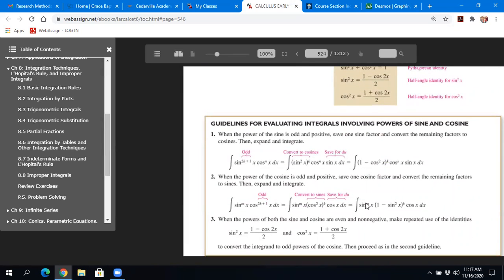If you had sine to an odd power, okay, then what you would do is basically peel off one factor of sine right here. And then what's left? Well, an even, see, the reason this is an odd power, it's like 2 times an integer plus 1, correct?